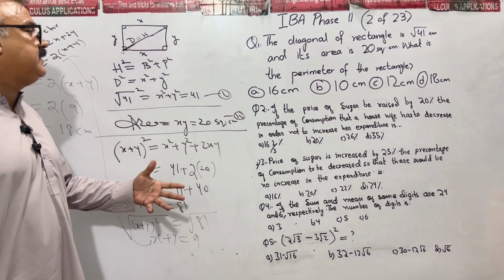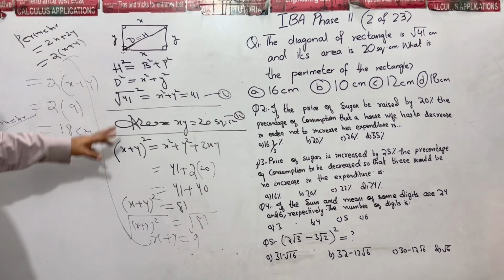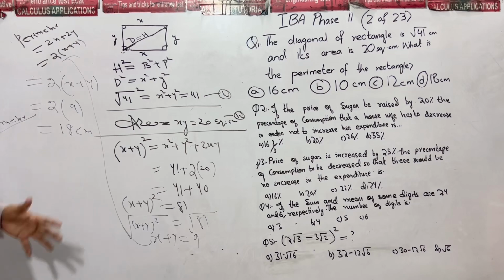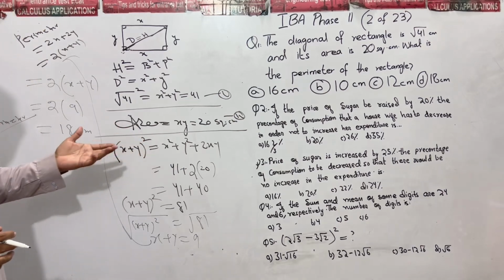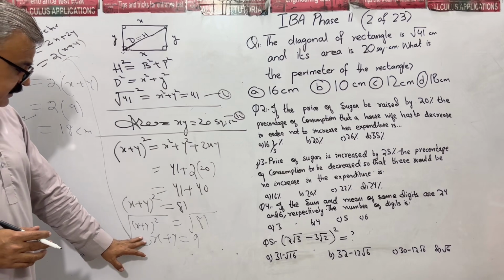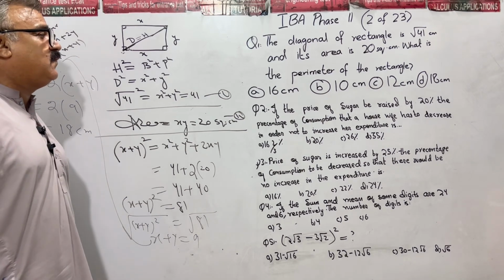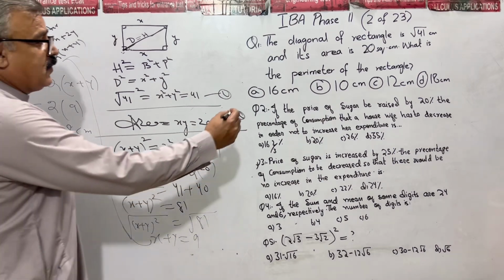reads as the diagonal is given to us, that's root 41, and the area of the rectangle, x into y, is given to us. Simple strategy. The question is wordily blended. It is a simple question. When you have been given the value of x square plus y square and xy, you are asked to find the value of x plus y. How it has been blended into a beautiful, elegant word problem: the diagonal of a rectangle is root 41 and its area is 20, find its perimeter.